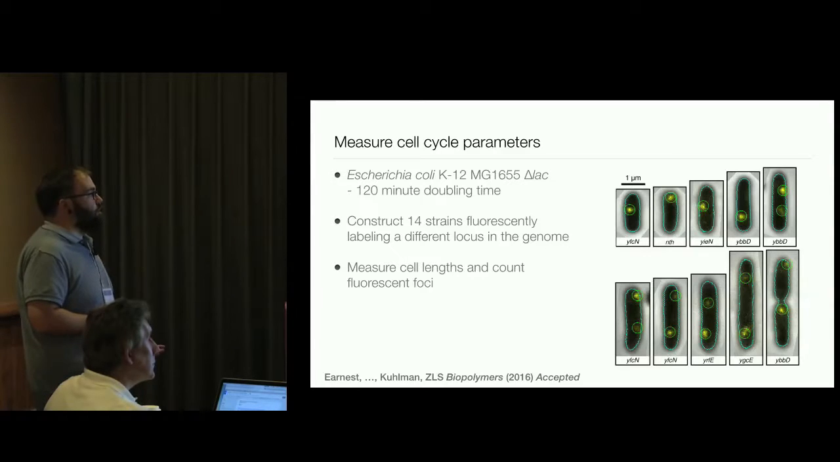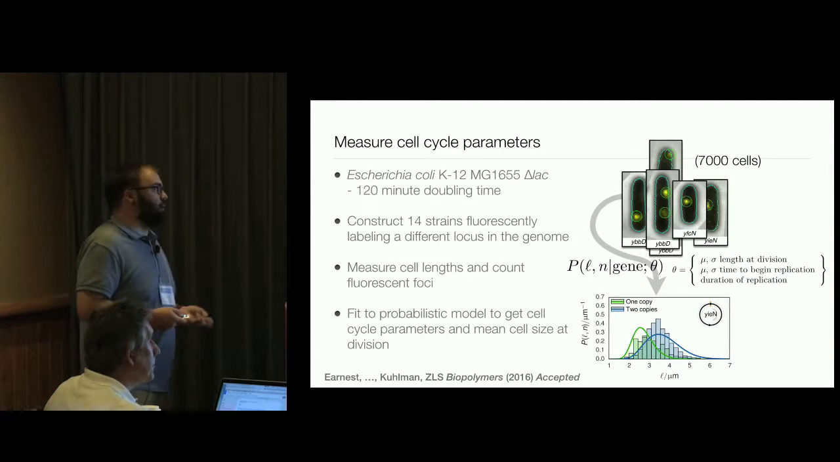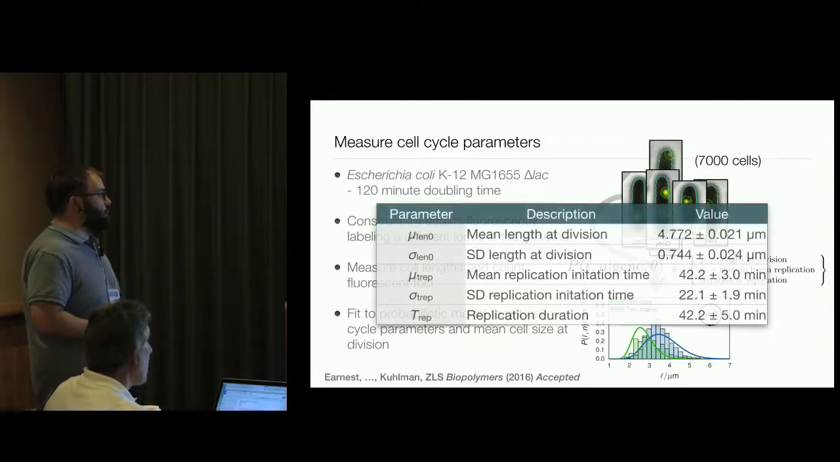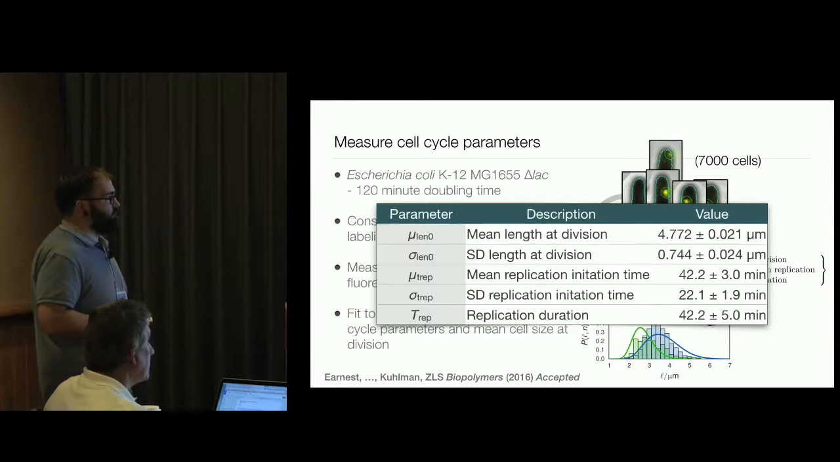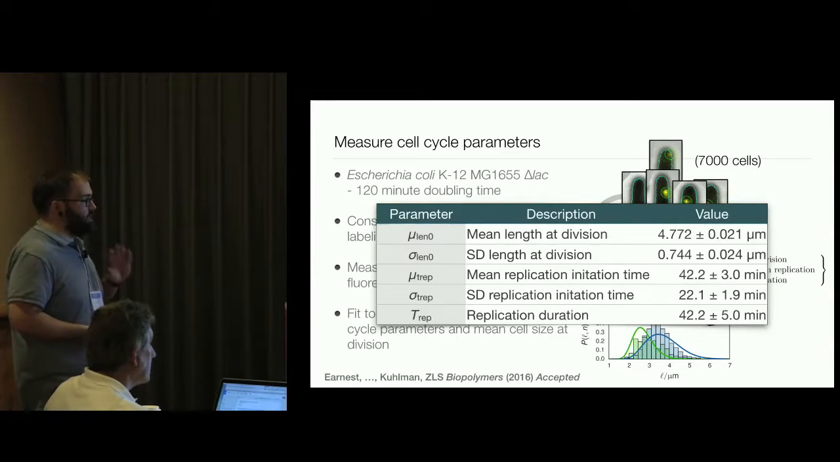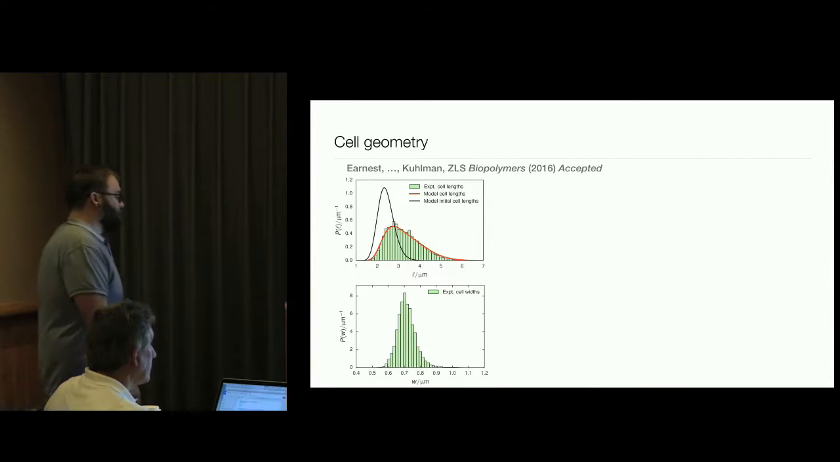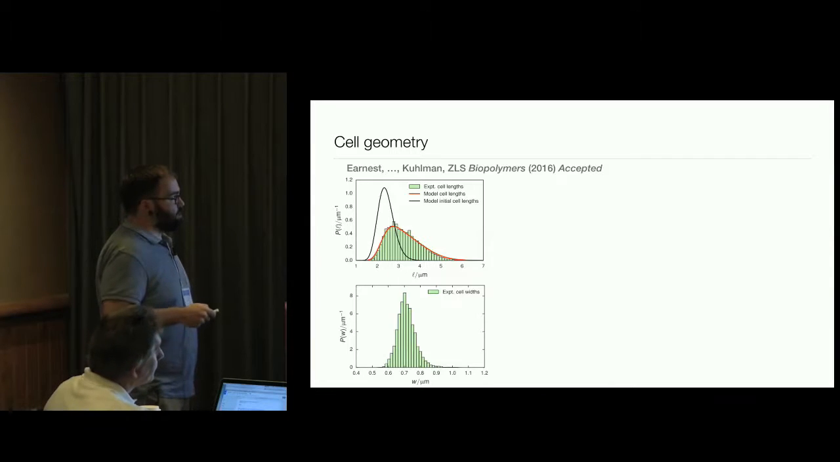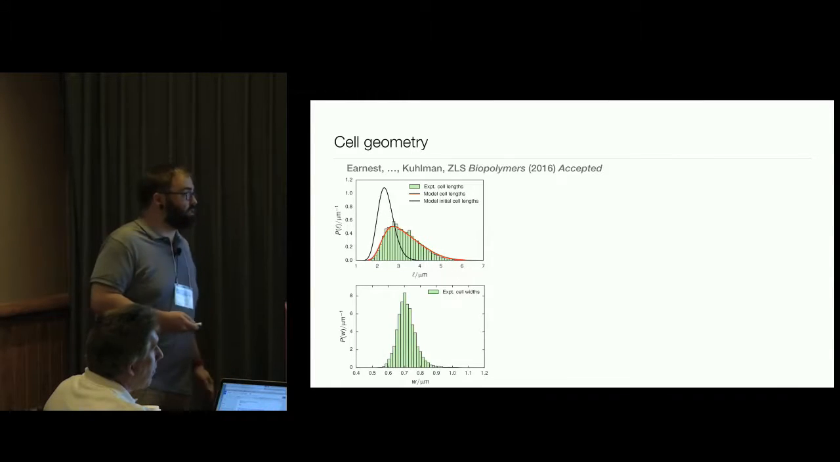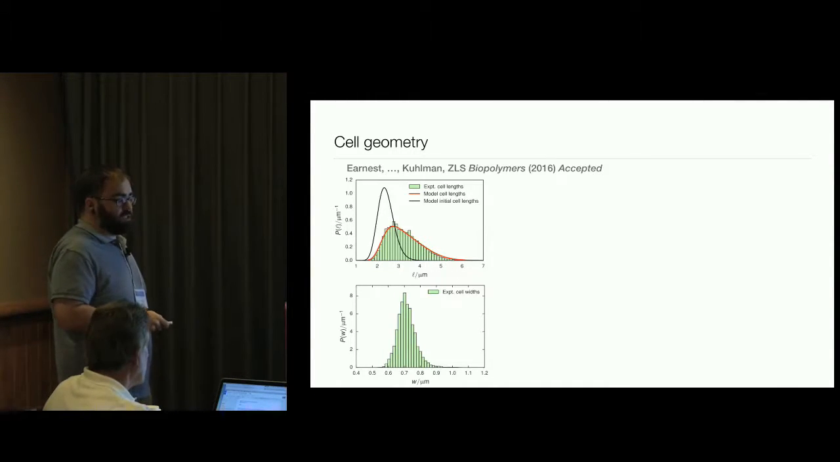So using that data, we can fit it to a very simple probabilistic model and extract the cell cycle parameters and the mean cell size at division. And what we end up finding is that the mean cell length at division is 4.7 microns, and the initiation time and the replication time are both about 40 minutes. So we can then take these parameters and use them to build our whole cell simulation. For the geometry, we just use the length that we measured. In this case, it's going to be 2.4 initially, and then it's going to go to 4.8. And the width of the cell we can measure from our experiments as well, and that's about 0.7 microns.